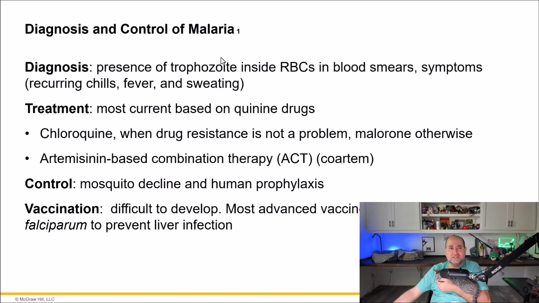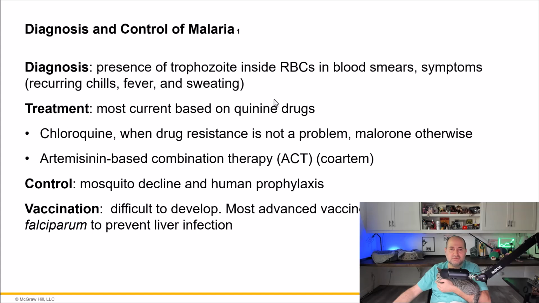And how do you diagnose malaria? Well, you have to find the presence of those trophozoites inside of the red blood cells. You do blood smears, and you look for the presence of the trophozoites inside of the red cells. This is an intracellular parasite. So you're looking for the trophozoite literally inside of the red blood cells. And you're looking for patient symptoms and signs such as recurring chills, fever, and sweating.